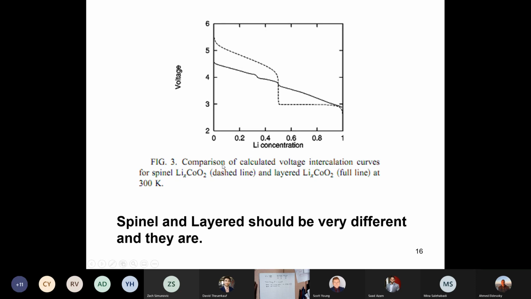And if you know anything about the voltage curve of spinel lithium cobalt oxide, probably you don't, it does have a lower voltage plateau, but it does not show this gigantic step in the middle and this upper plateau. It doesn't look like this.